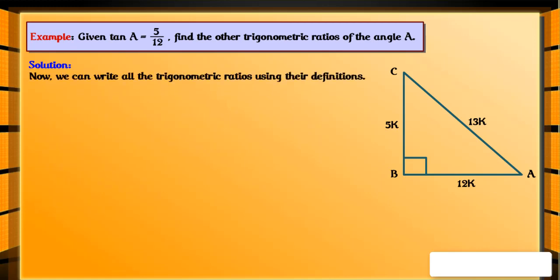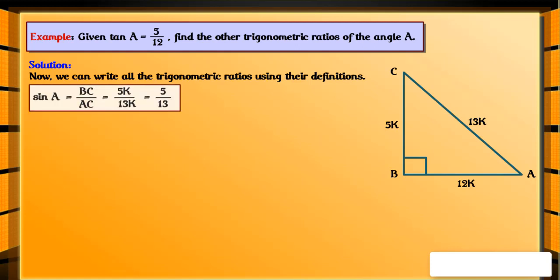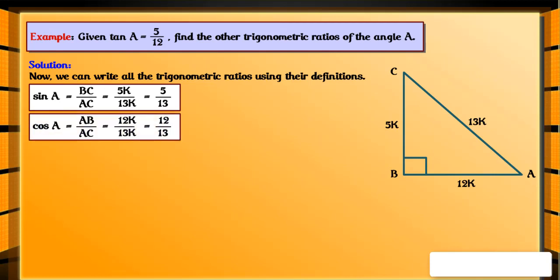Now, we can write all the trigonometric ratios using their definitions. Sin A is equal to BC upon AC, is equal to 5k upon 13k, which is equal to 5 upon 13. And cos A is equal to AB upon AC, is equal to 12k upon 13k, which is equal to 12 upon 13.